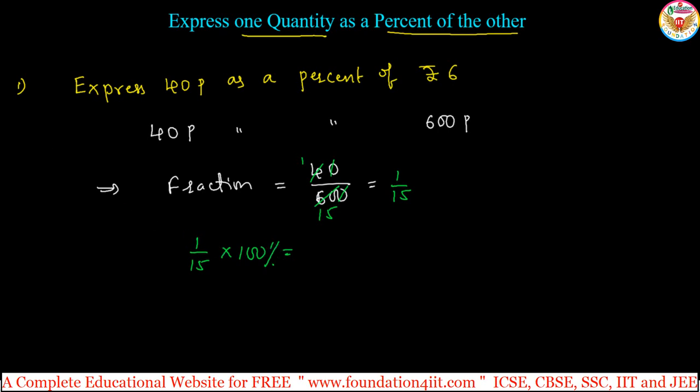To convert this into a percentage, keep the percentage symbol. Now simplify this more. 15 and 100: 5 threes are 15, 5 twenties are 100. So 20 divided by 3 percentage, or 6 2 by 3, since 6 times 3 is 18 plus 2 is 20, right? So convert into a mixed fraction. 40 paisa as a percentage of rupees 6 is 6 2 by 3 percentage, right?